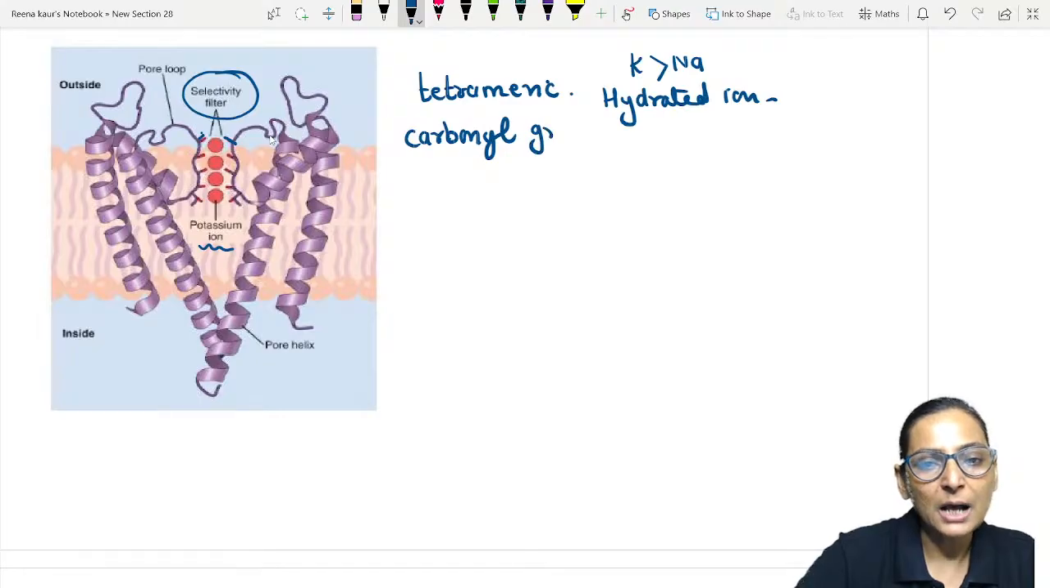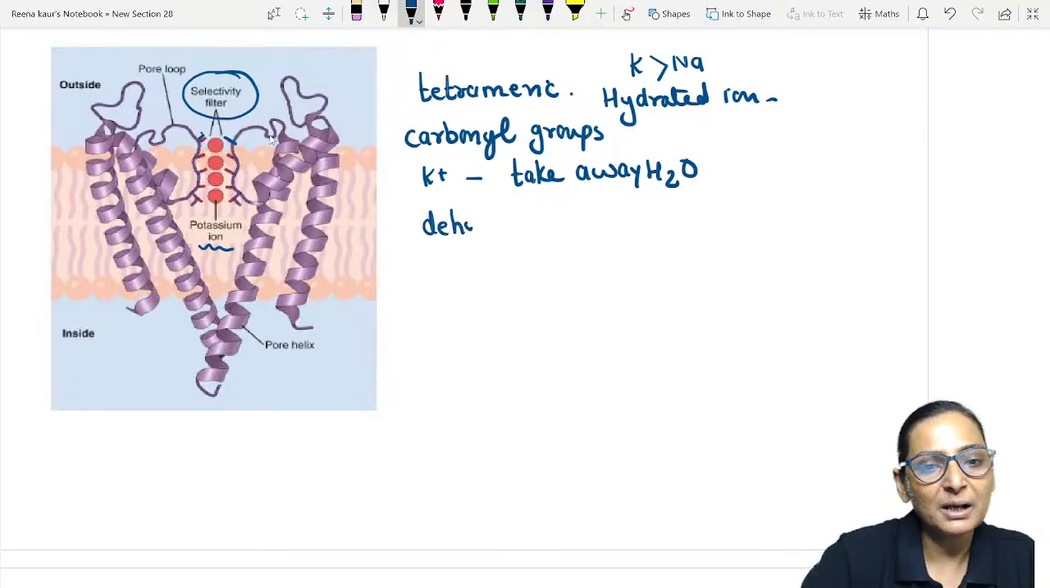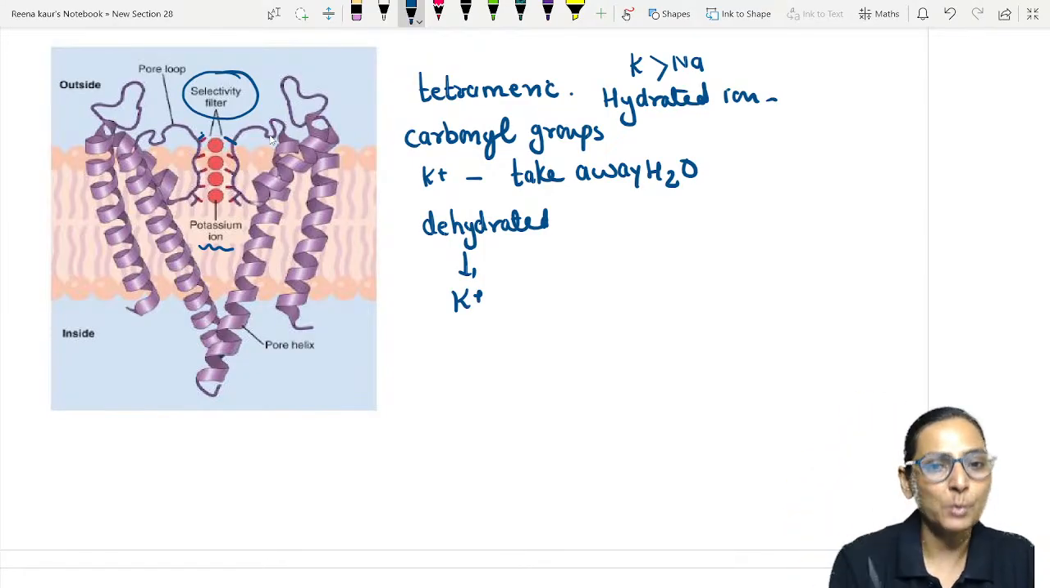They are carbonyl groups. तो जैसे ही potassium ions will pass through the selectivity filter, जहां पे कि carbonyl groups है, these carbonyl groups are going to interact with potassium and they will take away its water molecule. Okay, they will take away its water molecule. तो hydrated potassium ion जो अंदर जा रहा है अभी क्या हो जाएगा? It will just become a dehydrated potassium ion and very easily the potassium will now enter through the pore.